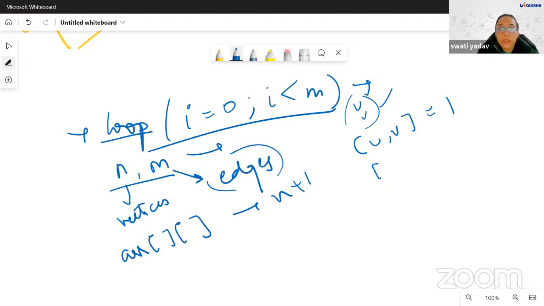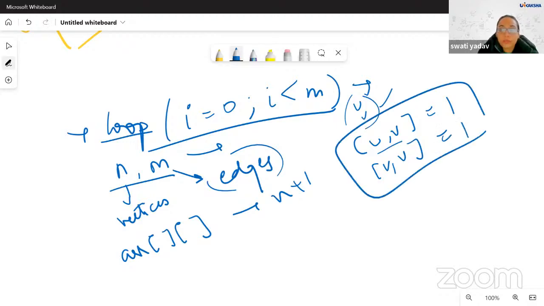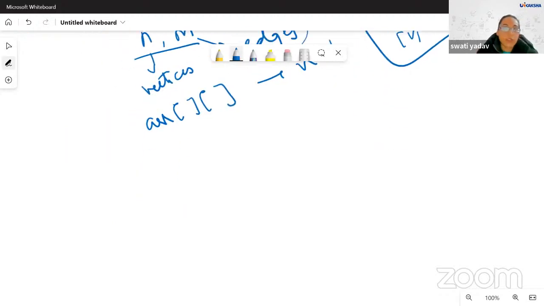Okay. So if you have an edge from U to V or V to U, give 1. This is the only implementation of your adjacency matrix. And afterwards, what you have to do is, you simply have to print it out. Like the way we print, run a for loop to print the matrix. That is what we have to do.